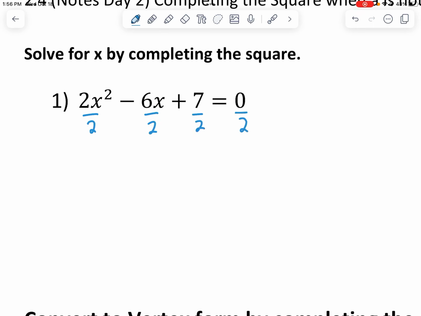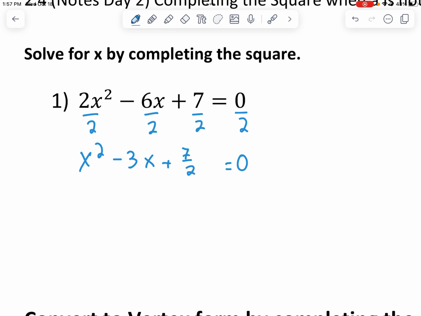And what this is going to do is, if we divide the whole left side by 2 and the right side by 2, our equation's still balanced. So what this effectively is going to do is get rid of that 2. And because we're taking 0 and dividing it by 2, it just zeros out. So then on the left side, we're going to have x squared minus 3x plus 7 halves.